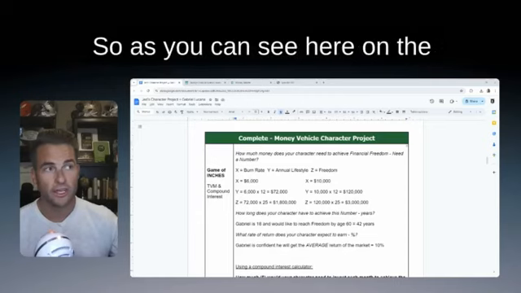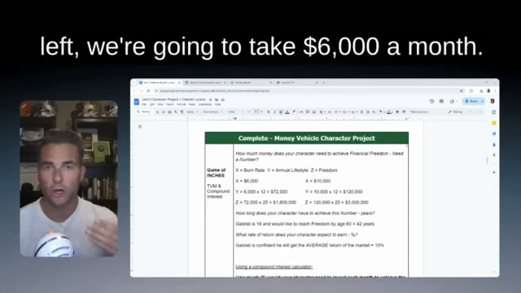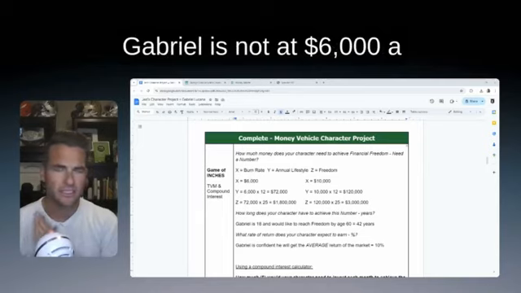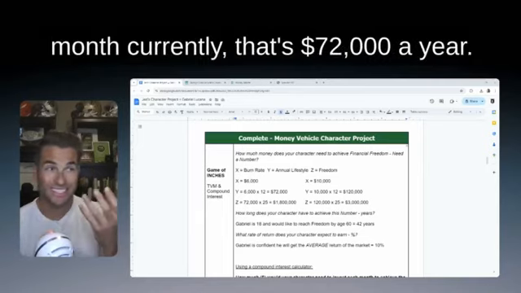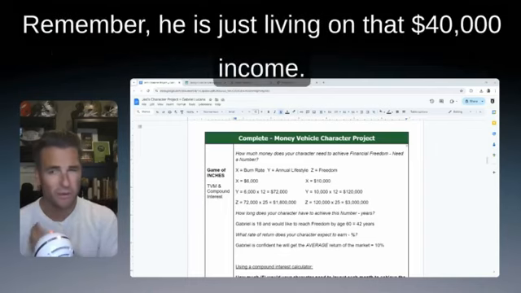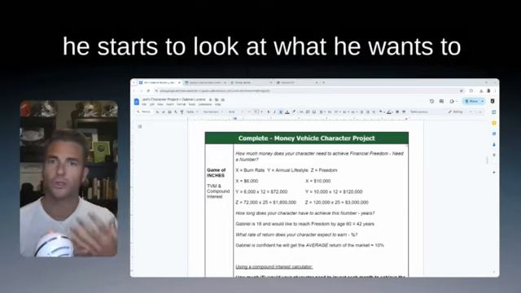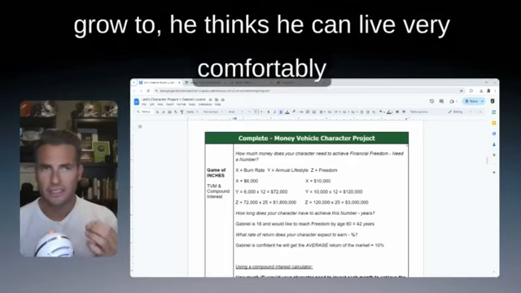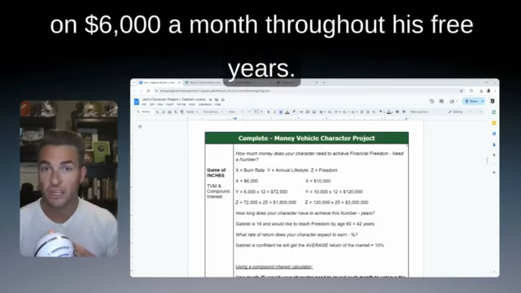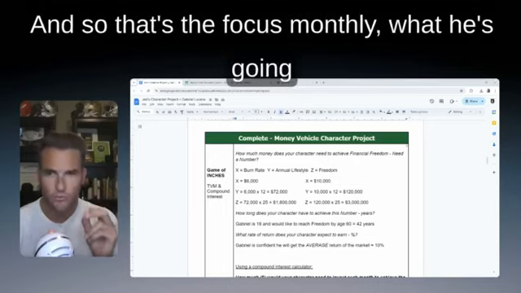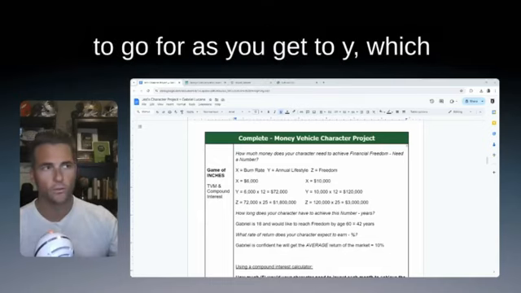So as you can see here on the left, we're going to take $6,000 a month. Gabriel is not at $6,000 a month currently. That's $72,000 a year. Remember, he is just living on that $40,000 income. But as he starts to look at freedom, as he starts to look at what he wants to grow to, he thinks he can live very comfortably on $6,000 a month throughout his free years. And so that's the monthly focus, what he's going to go for.